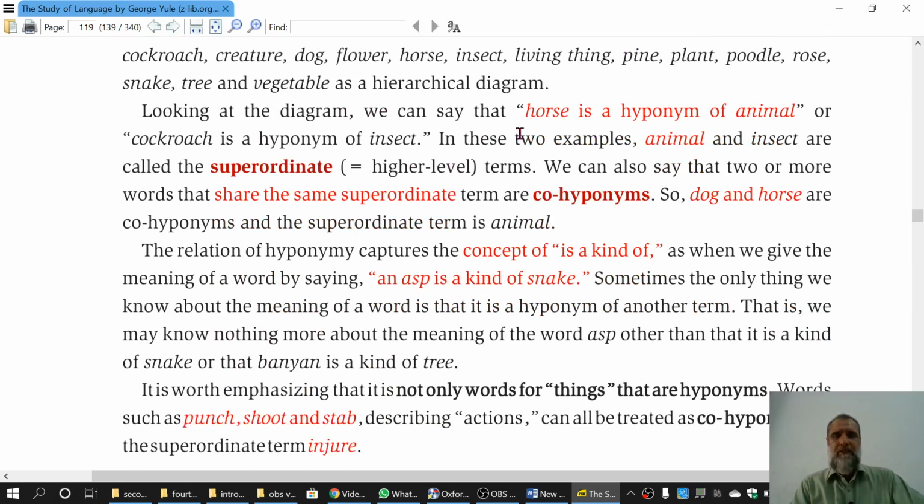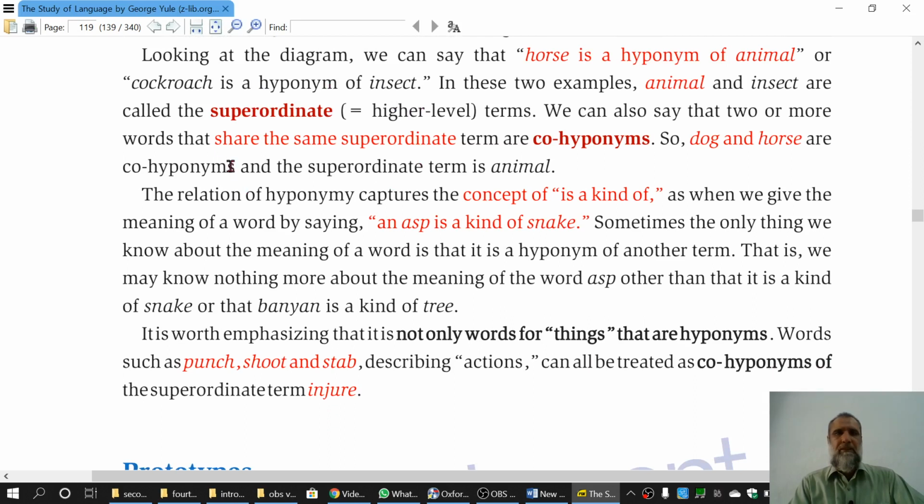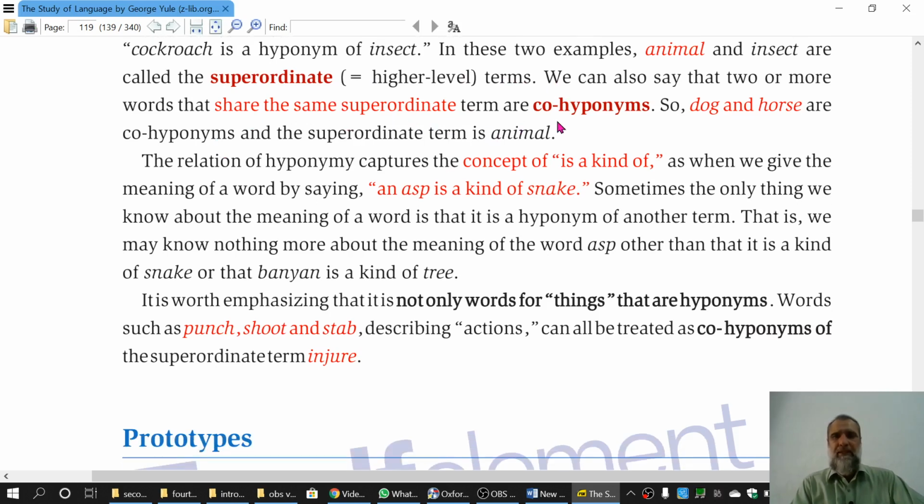Looking at the diagram we can say, डायग्राम को देखते हम कह सकते हैं that horse is a hyponym of animal, कि horse hyponym है animal का, और cockroach is a hyponym of insect, cockroach hyponym है insect का। In these two examples, animal and insect are called superordinate. Animal और insect को superordinate कहते हैं। We can also say that two or more words that share the same superordinate, कि दो या दो से ज्यादा अल्फाज अगर उनका superordinate एक है, are co-hyponyms, तो वो आपस में co-hyponyms कहलाएंगे। So dog and horse are co-hyponyms and superordinate term is animal.